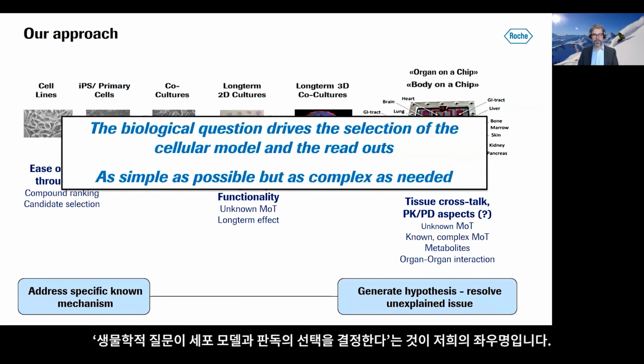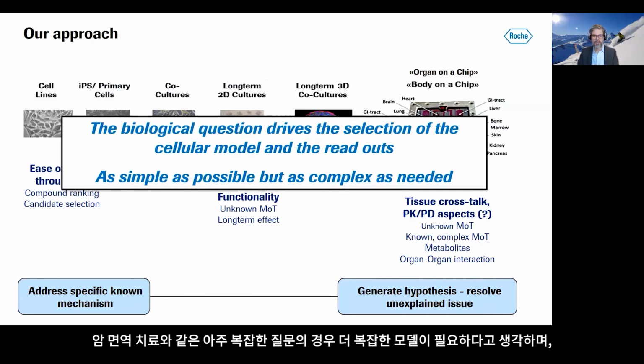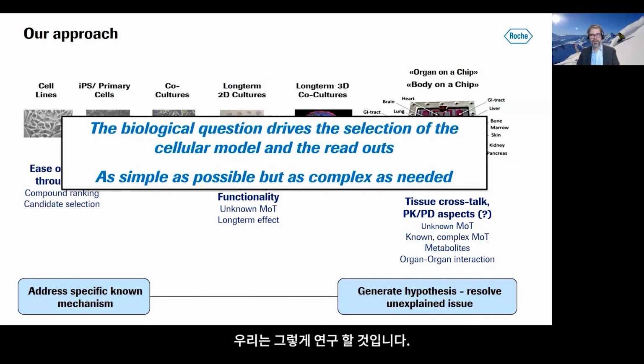So this is a bit our mantra, that it's the biological question that drives the selection of the cellular model and the readout. So it's always following the rule as simple as possible, but as complex as needed. So for very complex questions like in cancer immunotherapy, we feel it is necessary to have more complex models, and this is what we're following.